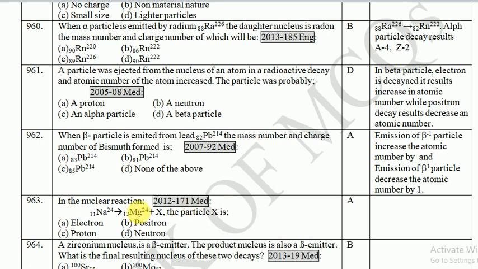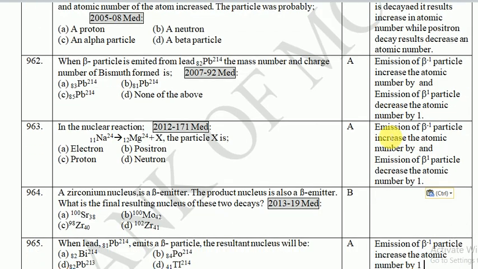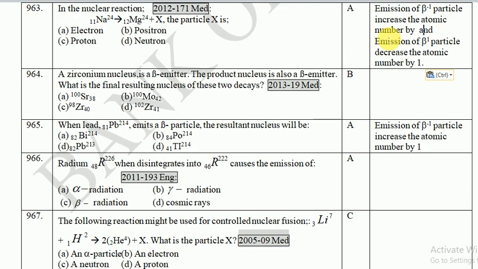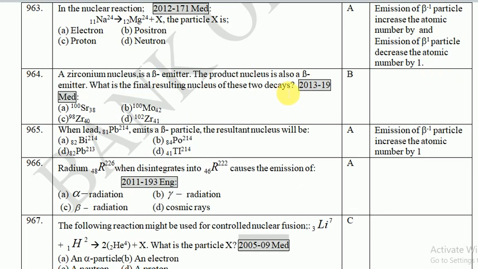In the nuclear reaction, what is the particle X? We can see that this 11 is increased by 1. So again the answer is the same. It is emission of a beta negative particle, which increases the atomic number by 1. So this is option A. The next is a zinc chromium nucleus that is a beta negative emitter. Again the product nucleus is also a beta emitter. What is the final result of these two decays?